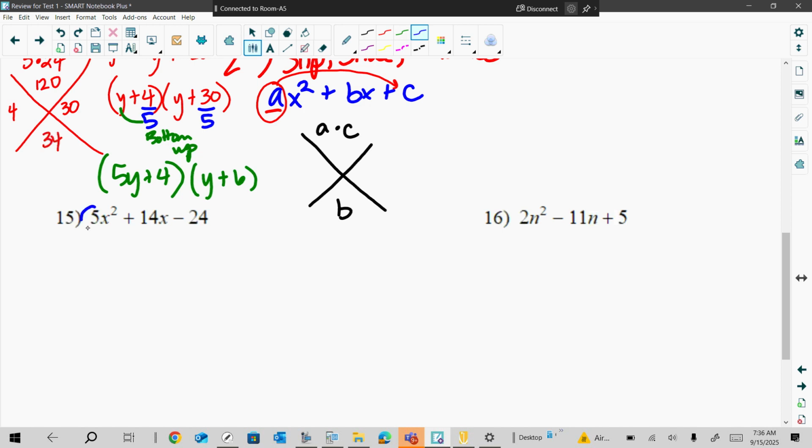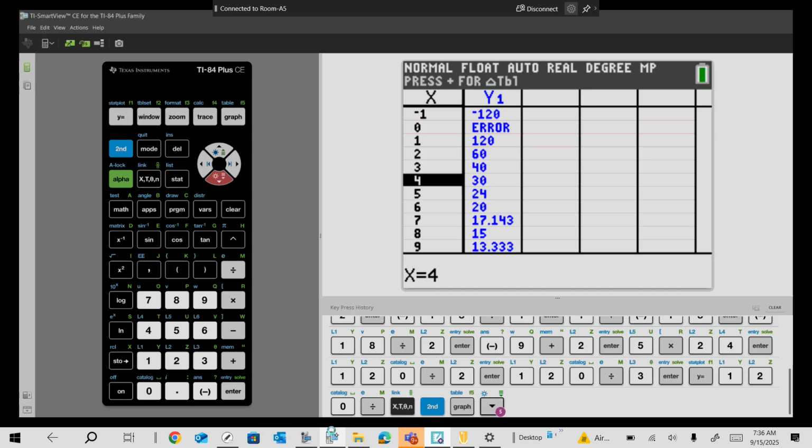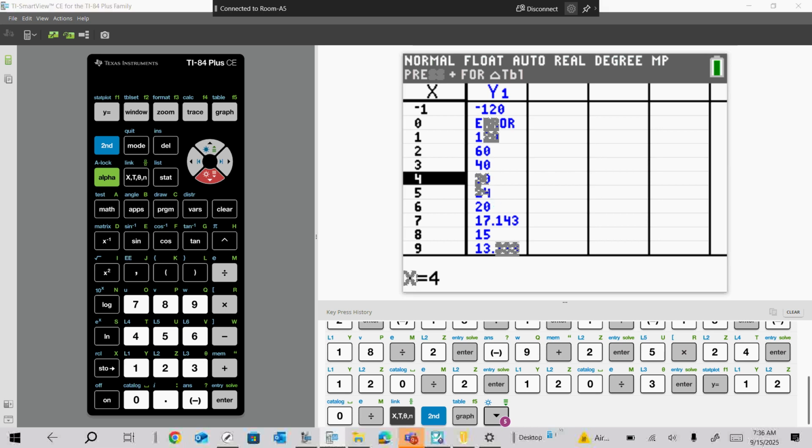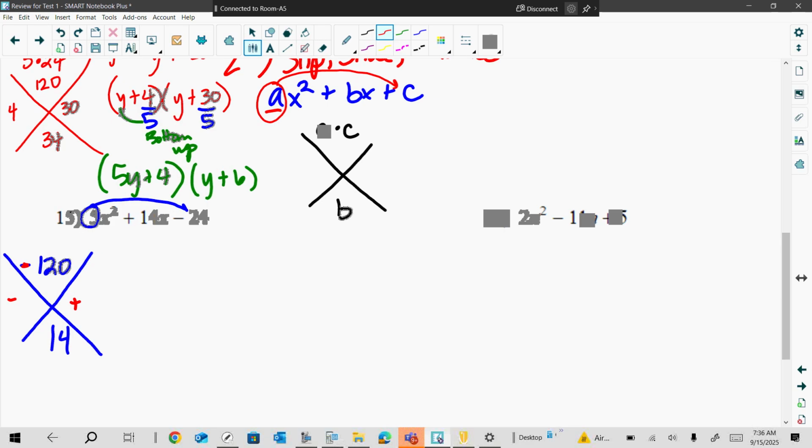So again, we have a coefficient of 5. I'm now going to negative 24. So that's going to be negative 120. I want a negative 120 with a sum of 14. So we know because it's negative here, one's going to have to be negative and the other factor has to be positive. So now I'm looking at the difference between the numbers, because we got different signs. So if you want to look at your table, you're looking for a difference that would give you 14.